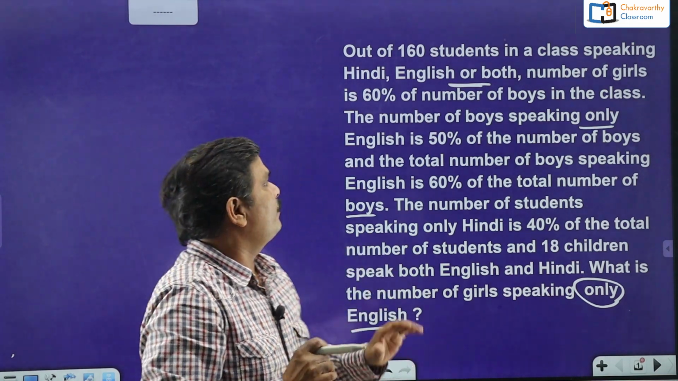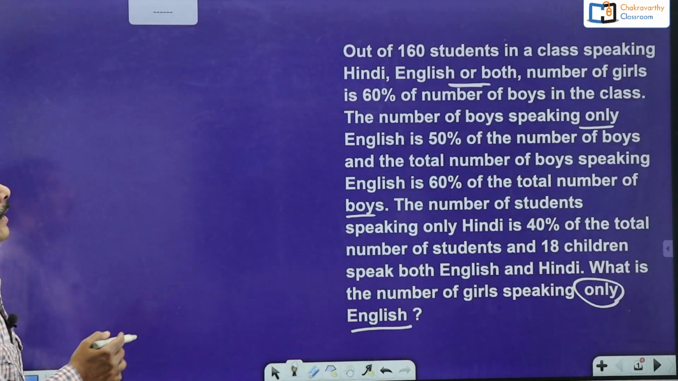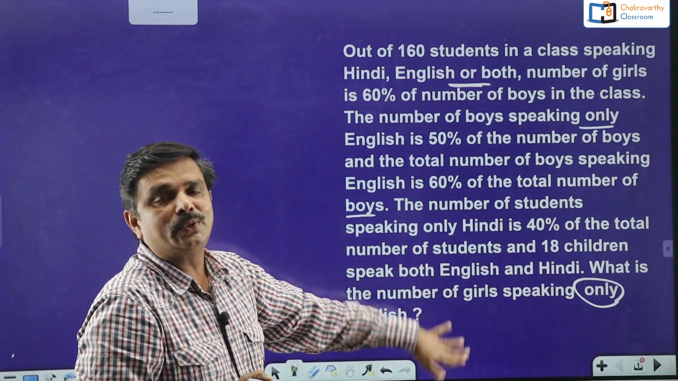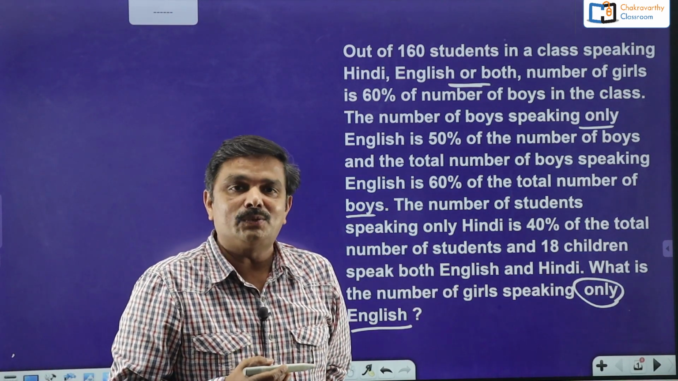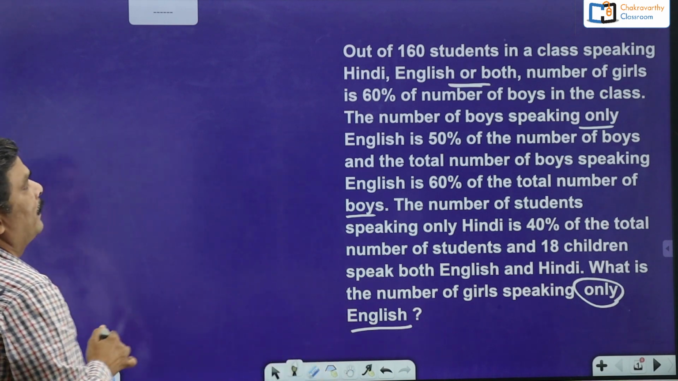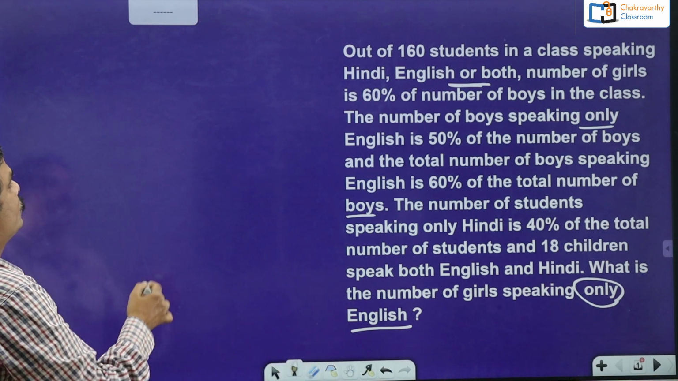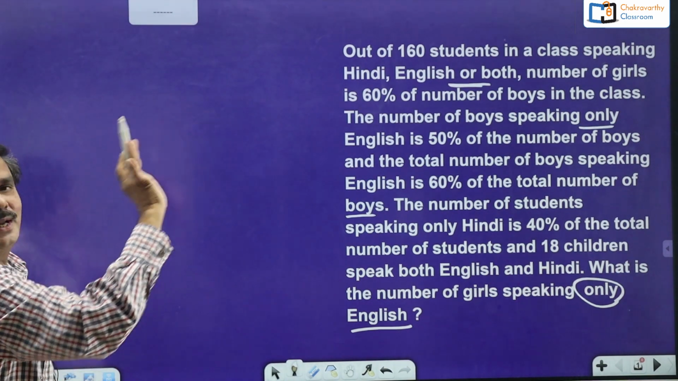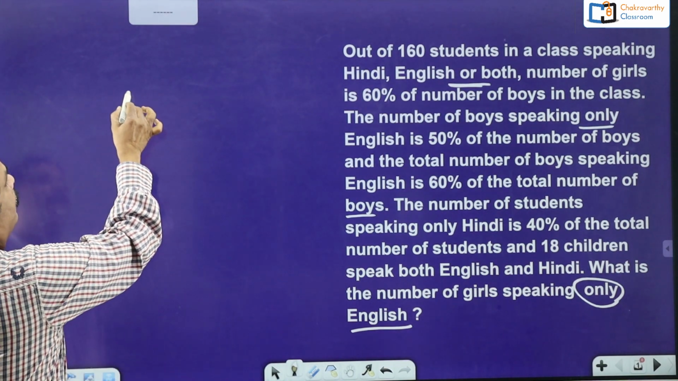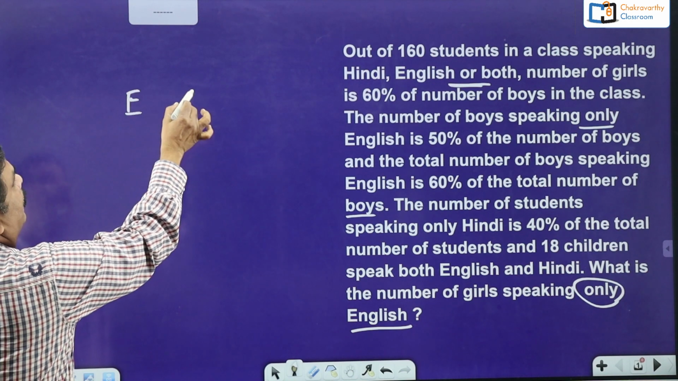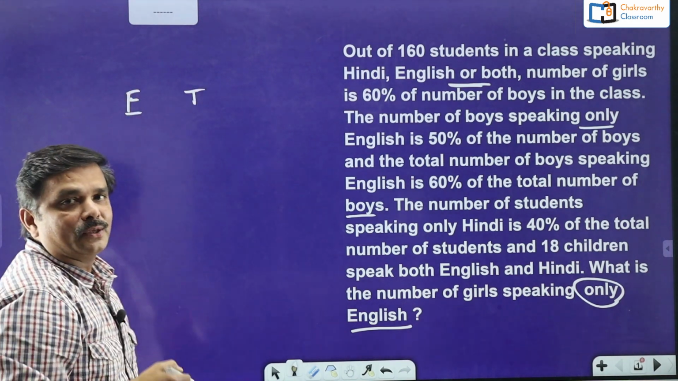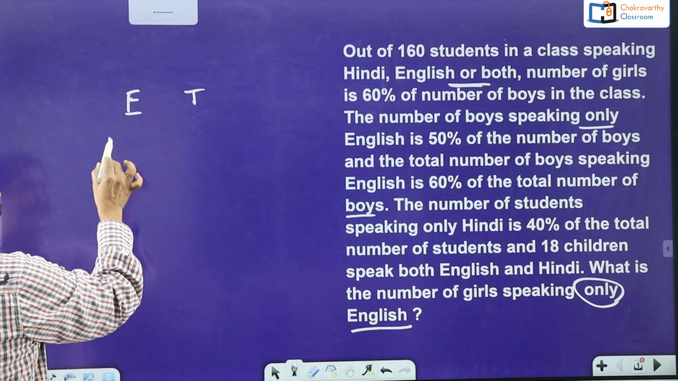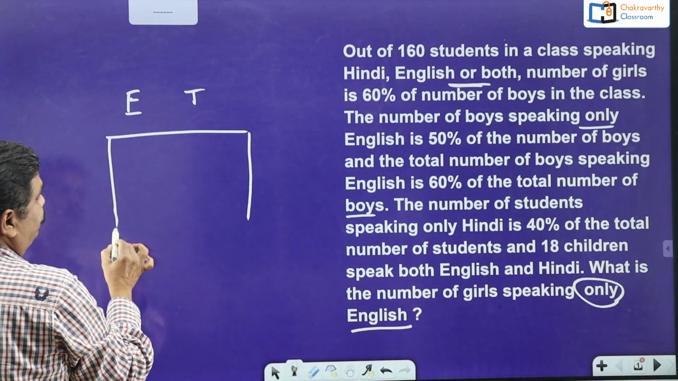Anyway students, before going further, I would like to give you in a nutshell what this concept is all about, so that even a beginner can understand. With a small example I'll tell you. Suppose there is a class with some number of students. Let's take it in percentage. Suppose English and Tamil, only 2 categories of speaking students are there. If you want to construct a Venn diagram for this, let's go in this way.